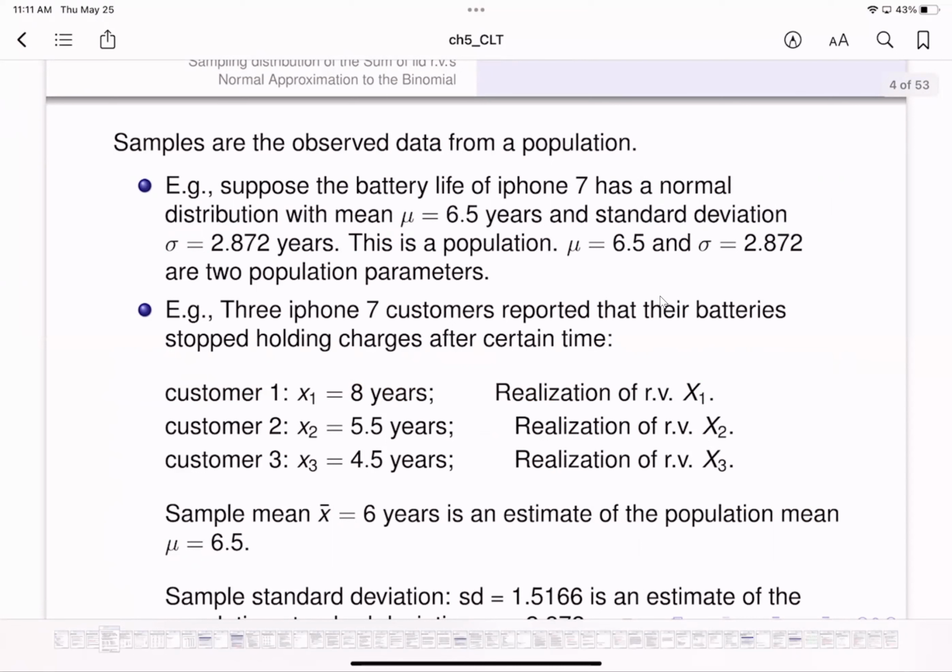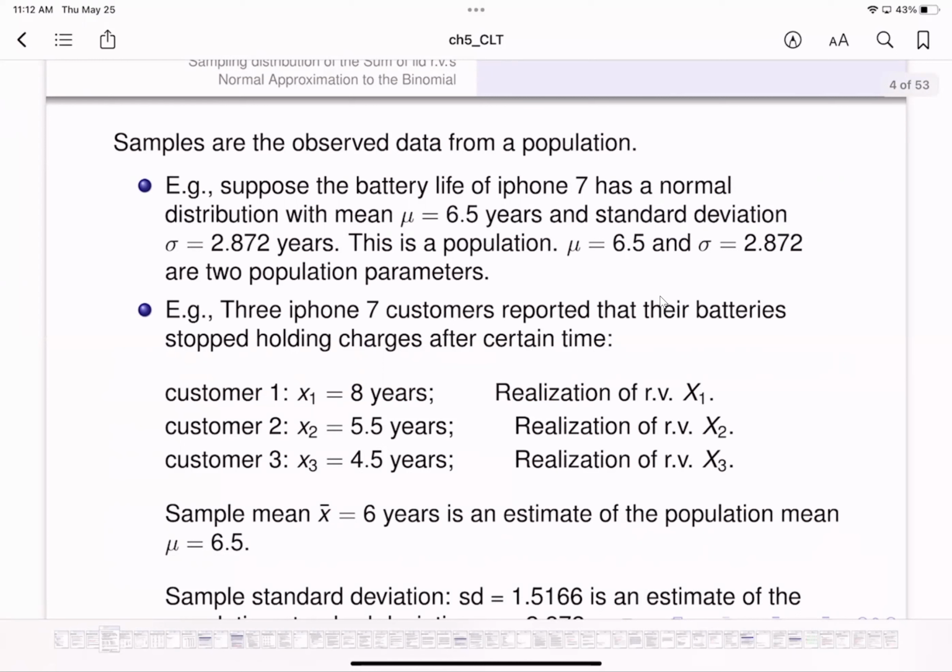For example, consider the battery life of iPhone 7. That supposedly has a normal distribution with mean of 6.5 and standard deviation of 2.872 years. This statement is giving a population about all the batteries of iPhone 7. If you consider all possible iPhone 7s together, the mean lifetime of those batteries is 6.5. That includes the batteries that have already been used and also the batteries that have not been used. So those are hypothetical ones.